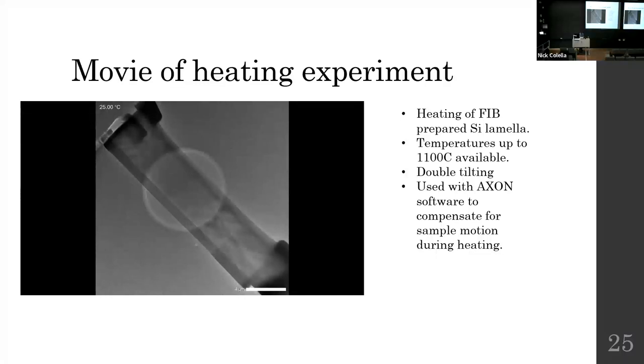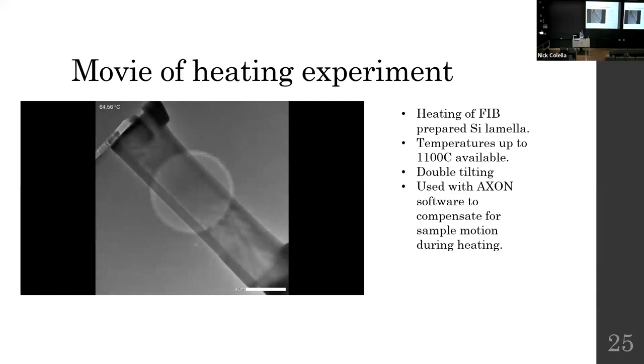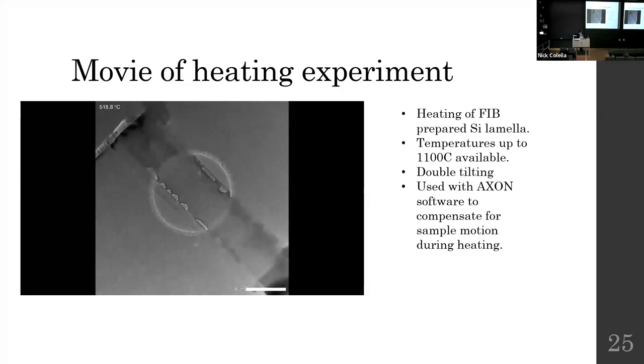What we have here is a movie. This is an in situ movie where we're heating up our sample. This is some work Austin and I have been doing. And what we see happening are changes to the sample that we wouldn't otherwise have known were going to happen if we just looked at it at room temperature. We're seeing these little dots appear. These are gallium beads, which leach out of the FIB prepared material. And then they disappear as they hit a certain temperature. And then we see some etch pits forming there. So it's a really nice way to get a really great idea of what's happening in real space on your sample.